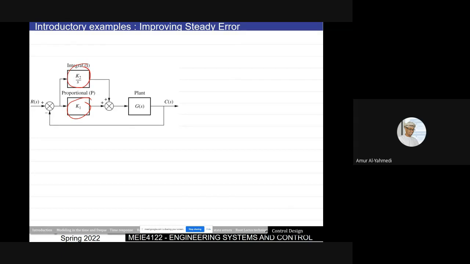If you add these two, you will get K1 plus K2 over S. If you add them up, you put a common denominator, and then here you'll have K1S plus K2. So you'll have a pole at 0 and a zero at this position. You'll have S equals minus K2 over K1. So you'll have a zero at this position and a pole at 0, a zero very close to it. A proportional plus integral control.